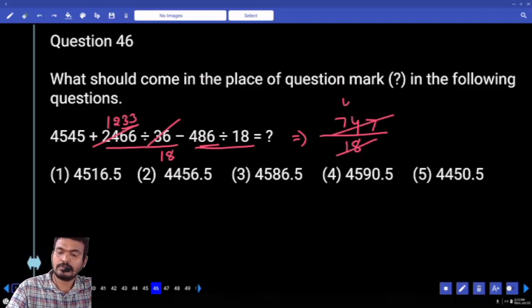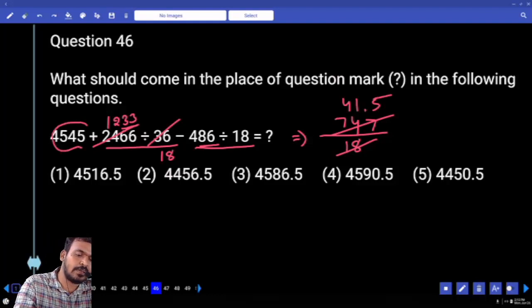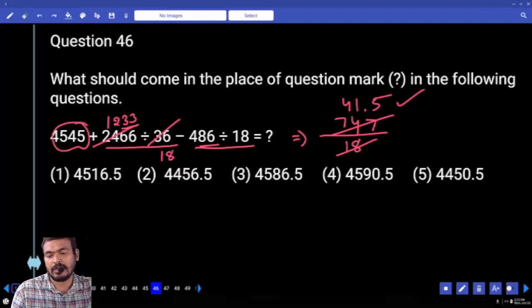18 for how much? 72. What is the remaining? 27. 27 means again one time. What is the remaining? 9. 9 means half of 18, that will be written 41.5. Already 4545 plus 41.5. What is the answer?